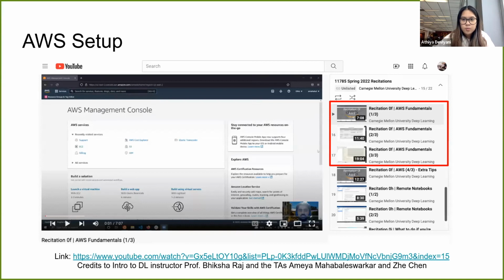I think the AWS setup should be fairly straightforward. I'm not sure myself; Tingri has done it before without instructions. But the instructors and the TAs of the Intro to Deep Learning course have provided a very comprehensive AWS fundamentals playlist, so it will be linked in the assignment handout page as well. You can follow the steps in case you have any difficulties.